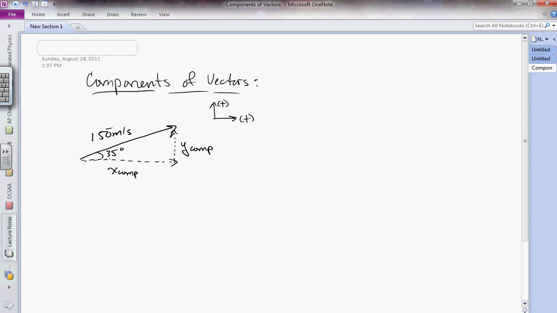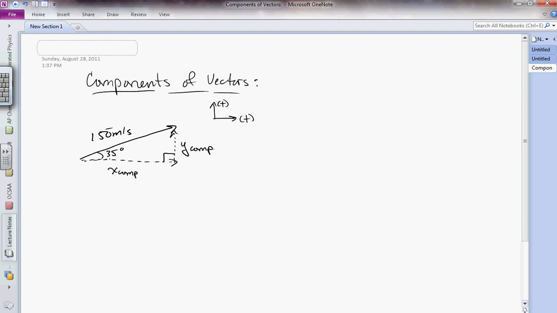Now, back to these components. The reason why we chose the x and y components instead of two other vectors is that they're at right angles to each other. And because they're at right angles to each other, we can use right angle trigonometry to figure out what values they would have.